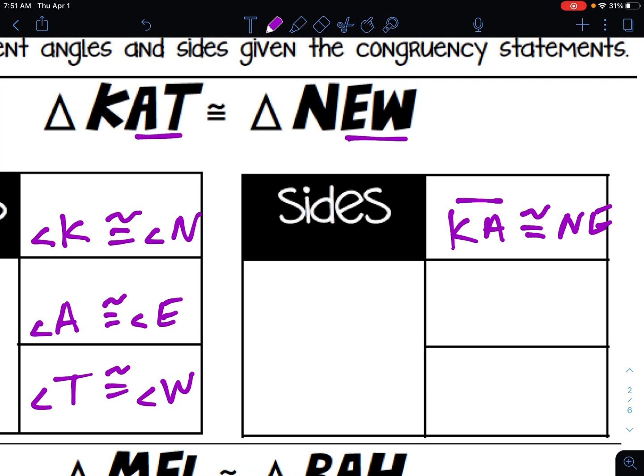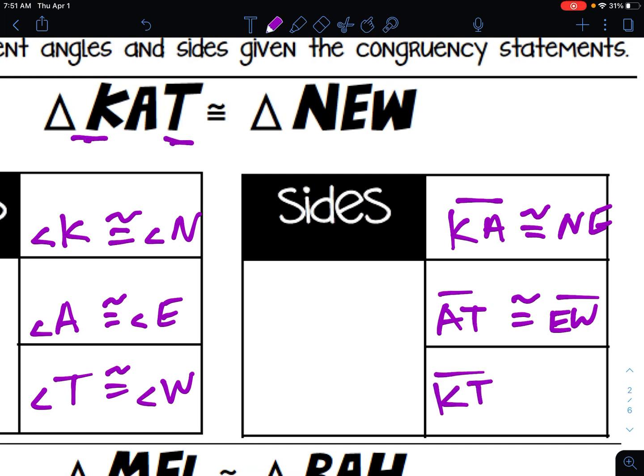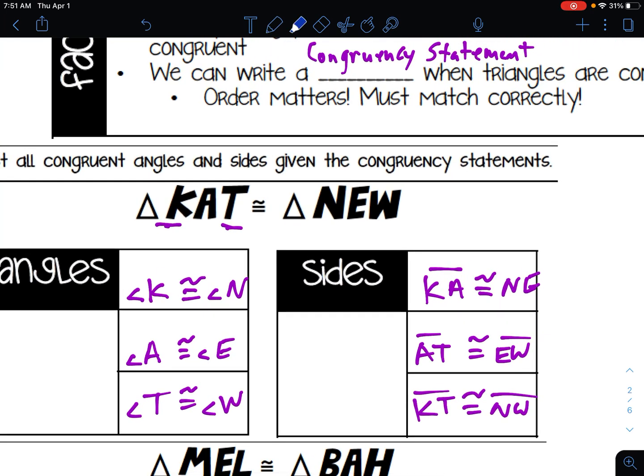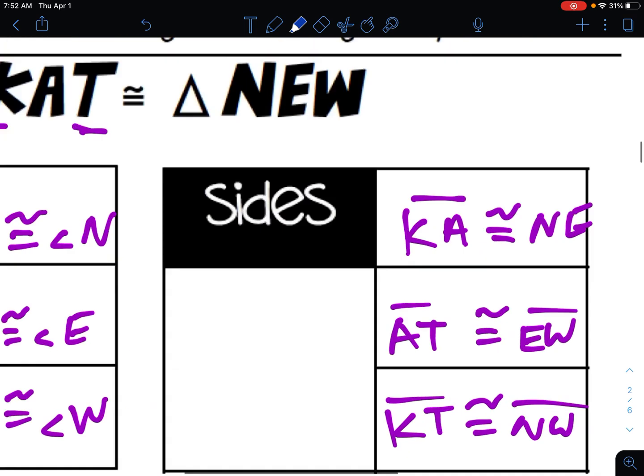I know AT is congruent to EW. And I know KT, all right, and this one's a little weird because they're not next to each other. KT is congruent to NW, all right?